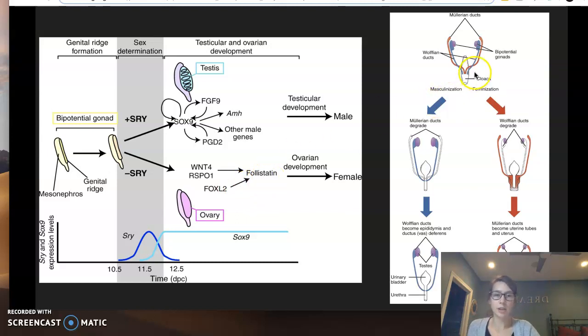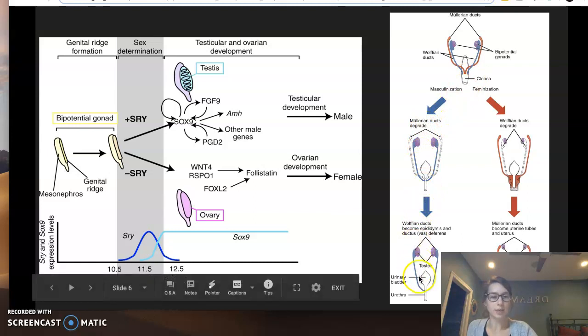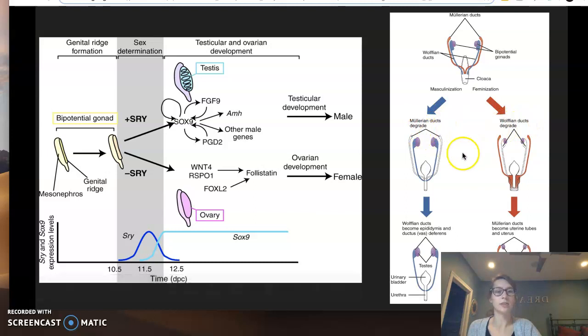And the second picture is a more basic picture, but it also shows which ducts degenerate with each development and what the ducts develop into. So you can see that the Wolffian ducts become the epididymis and the vas deferens, and the Mullerian ducts become the uterine tubes and the uterus. And here the Wolffian ducts degrade, and here the Mullerian ducts degrade. So it flip-flops.